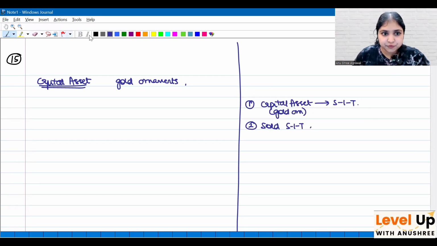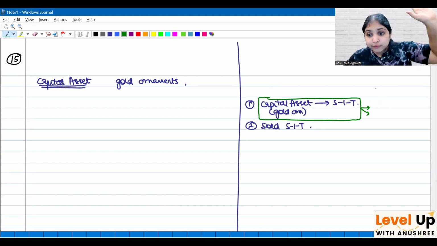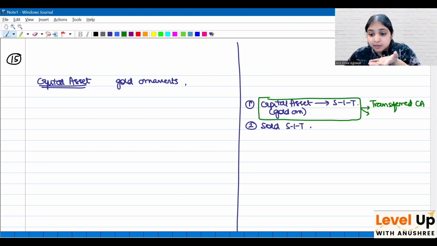But this first transaction, I will split into how many parts? This first transaction, I will split into 2 parts. Capital asset got converted into stock in trade. No capital asset anymore. So I will treat as if I transferred the capital asset. Suddenly, what do I have in my hand now? Stock in trade. I will treat as if I purchased the stock in trade.